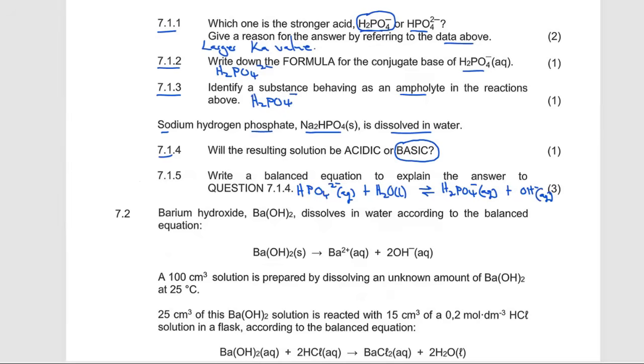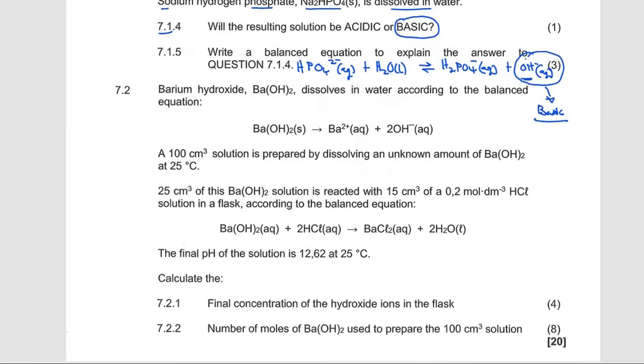Now it shows the production of these hydroxide ions. Generally we can see there is this production of hydroxide ions, therefore our solution is going to be basic. It's the formation of that hydroxide ion that makes the solution basic.